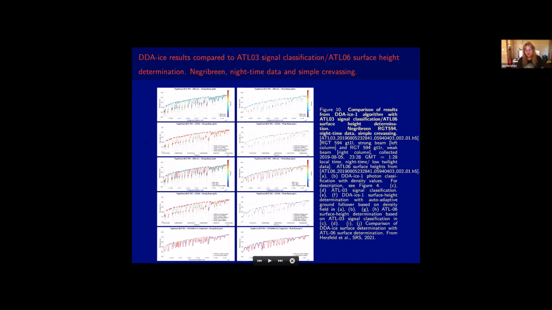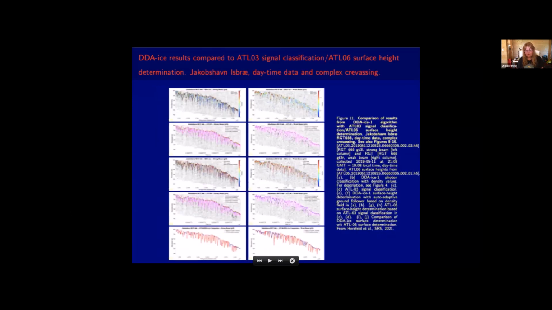The official algorithm puts all the photons into 3 categories, which then in the end leads to failure of surface detection. So if you look at this, I hope you see the mouse. If you look at the surface retrieval at the bottom, the blue is what you get if you download ICESat-2 data off the internet, and the red is the DDA ice results. So we're working towards a research level product and hopefully an official product based on the DDA ice one.